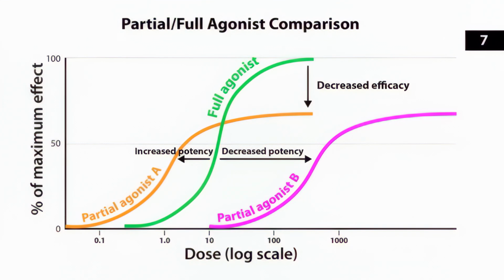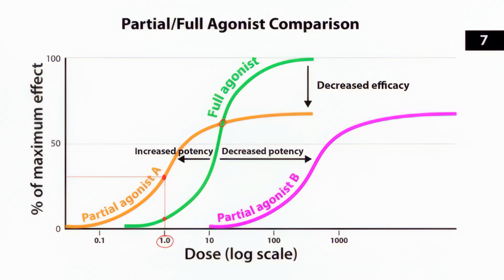But with partial agonist A, the curve is shifted to the left, which means increased potency. At a dose of 1 milligram, the partial agonist gives you the response of 25 or 30% of the maximum, while the full agonist response is only about 5% of the maximum. For any given dose, the partial agonist gives you a bigger response, up to about 15 milligrams, and then the curve crosses because the partial agonist has a lower efficacy.